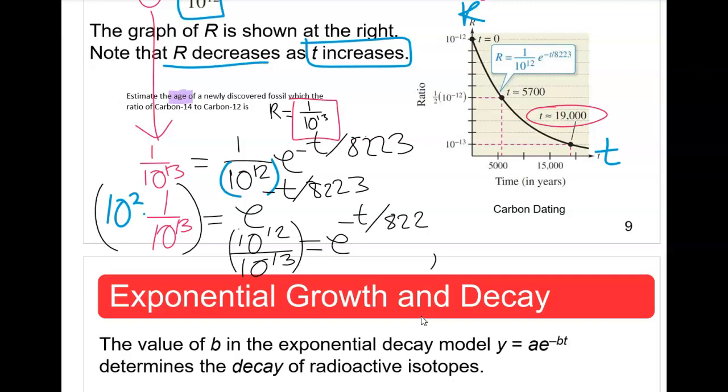In fact, let's just do this. So what we will do is subtract. It will be 10 to the power 12 minus 13. That's what we're going to do right here. And so that will give me 10 to the power negative 1. Then on the right side, I have e to the negative t over 8,223.